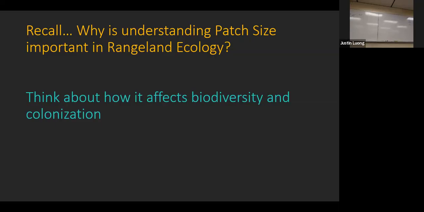There's different organisms, and like that side. Yeah, so larger patch sizes can support more organisms of the same population. It can also support higher species richness, typically, or higher diversity of an area. And so if you have large patch sizes, you typically have more species diversity.